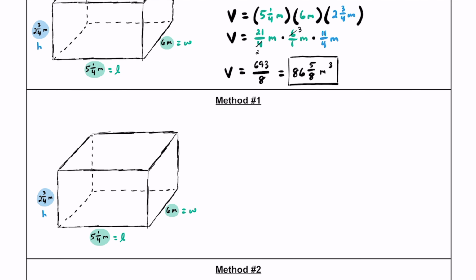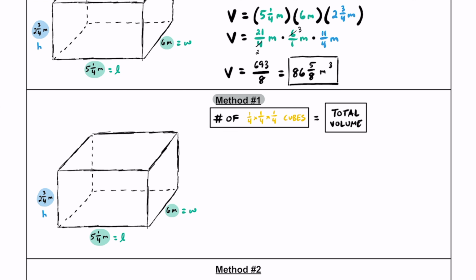So again, here is that rectangular prism that we are talking about. Let's talk about method 1, where the number of these 1/4 by 1/4 by 1/4 meter cubes that fit inside of this rectangular prism is going to be equal to the volume of the entire rectangular prism divided by the volume of 1 unit cube. So what does one of these little cubes look like, and what is its volume?